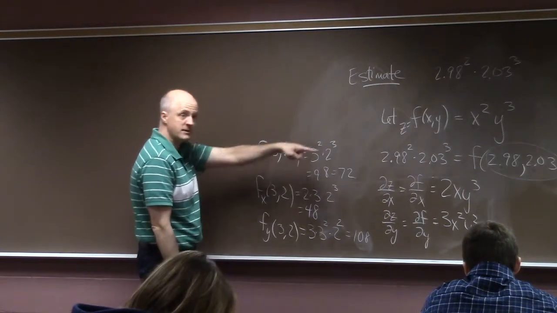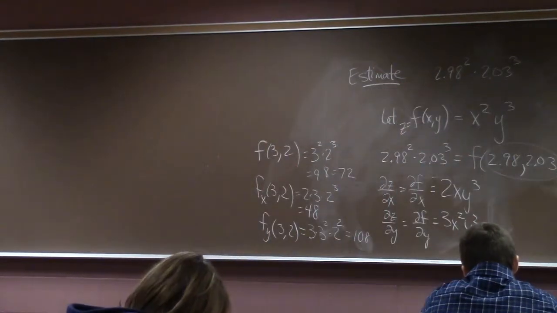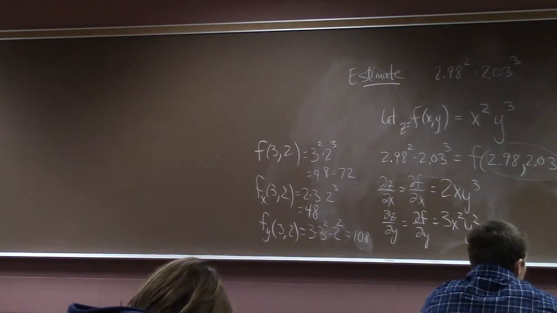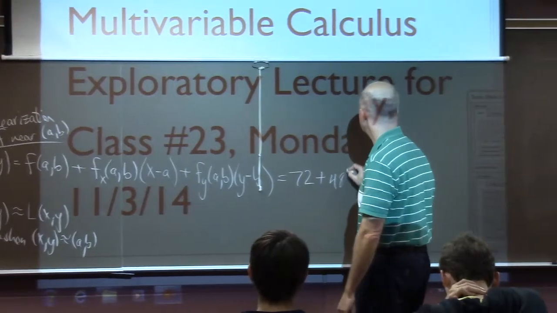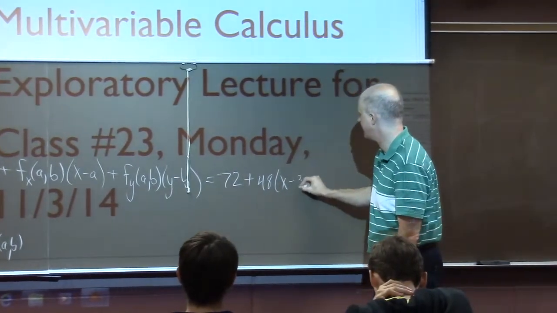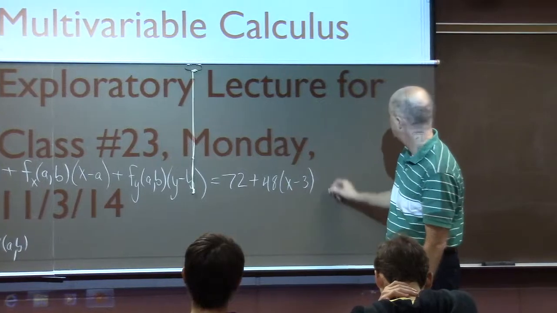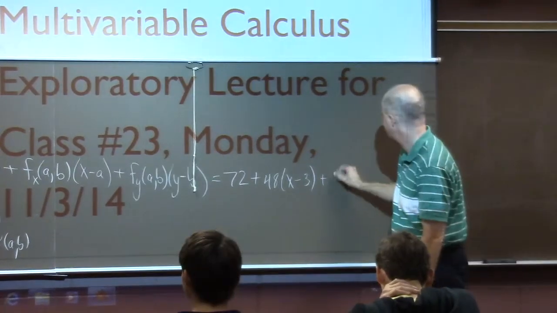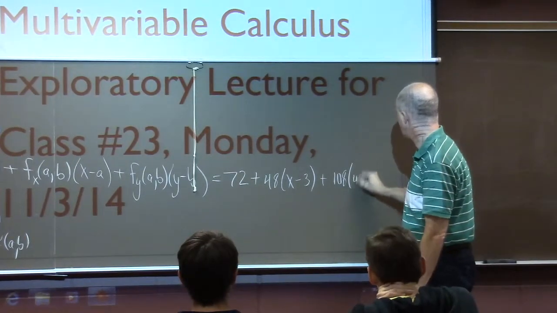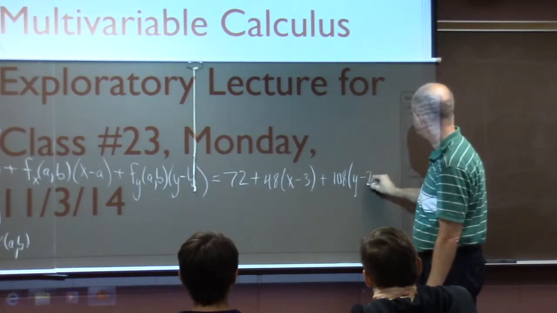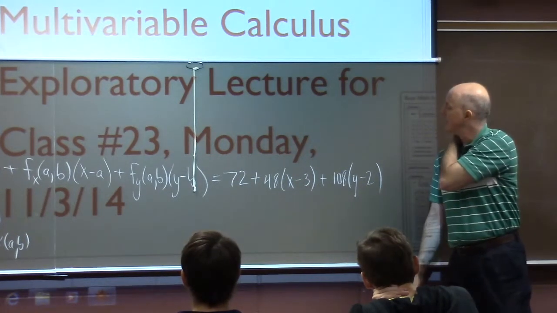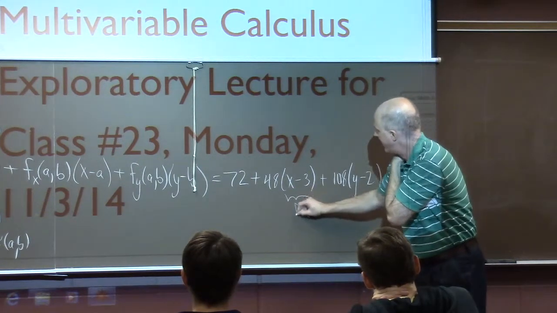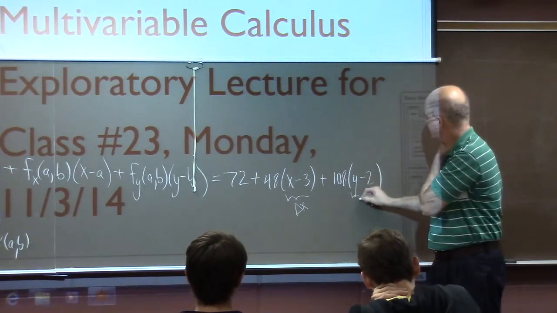So now plug these numbers into the formula. 72 plus 48 times x minus a, again, is 3, plus 108 times y minus b, is 2. So there's a linear function. x and y just appear to the first power. You can also think of this as delta x, the change in x if you like. Think of this as delta y.